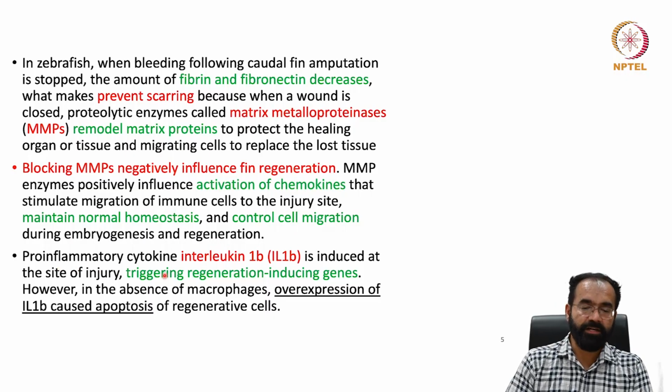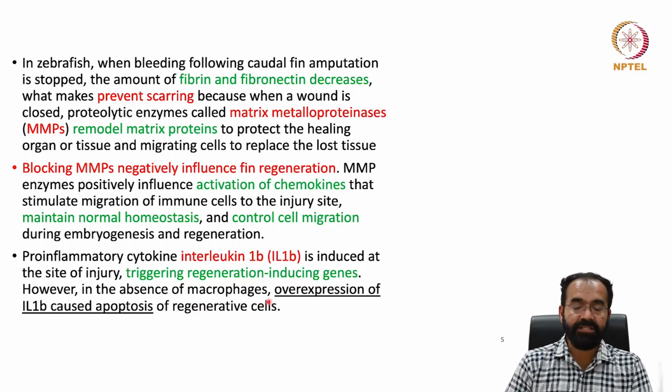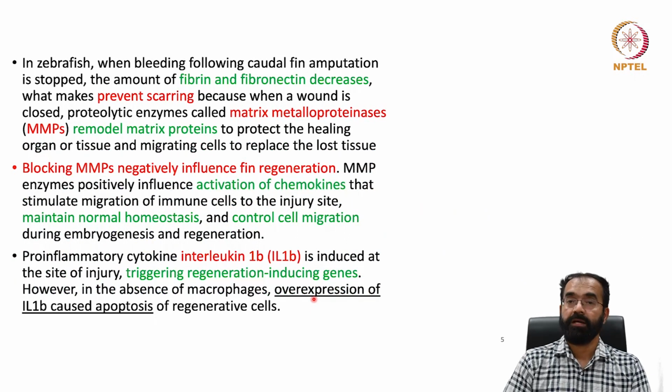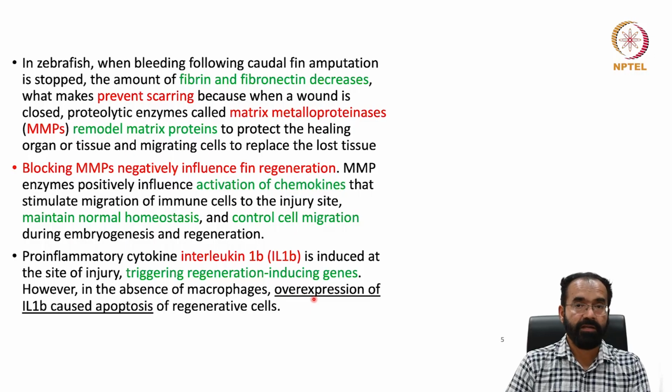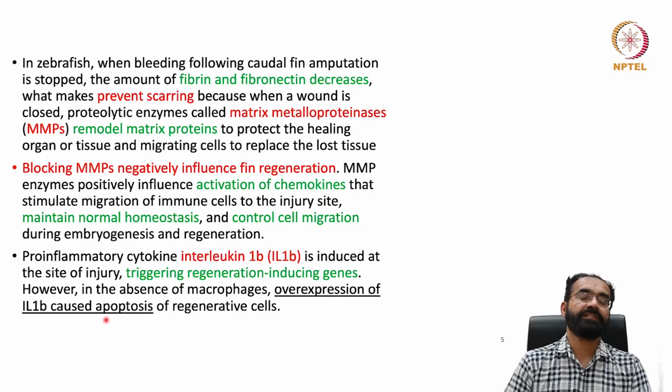Another pro-inflammatory cytokine such as interleukin 1b is induced at the site of injury, triggering regeneration-inducing genes at that particular damaged area. However, in the absence of macrophages, overexpression of interleukin 1b, we already saw if you get rid of macrophages, you don't get proper regeneration. And we also know the interleukins are produced by the macrophages. So if you deplete the macrophages and overexpress interleukin 1b, it causes apoptosis of the regenerative tissues.